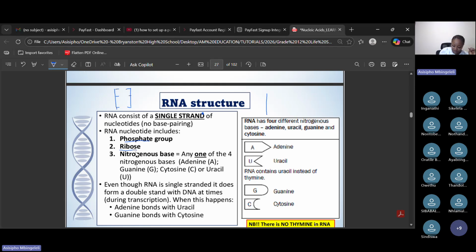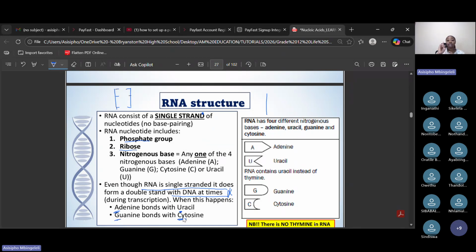Now, it's important for us to note that as much as RNA is a single-stranded molecule, it does form a double strand with DNA at times. And what do we mean by this part? So during transcription, when we form proteins, the RNA molecule will be paired with a DNA strand. When we form a messenger RNA, it will use a genetic code from DNA and actually pair with that genetic code. And when that happens, A will be paired with U and G will be paired with C.